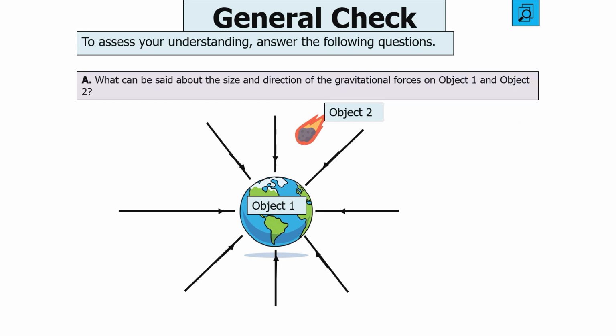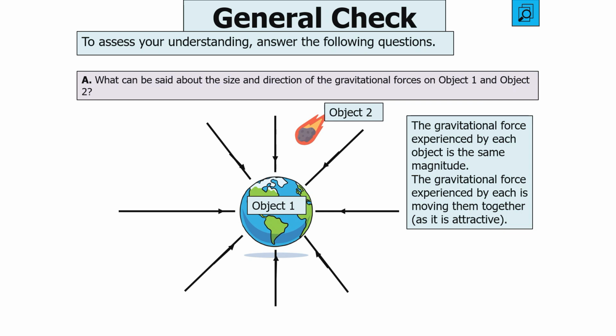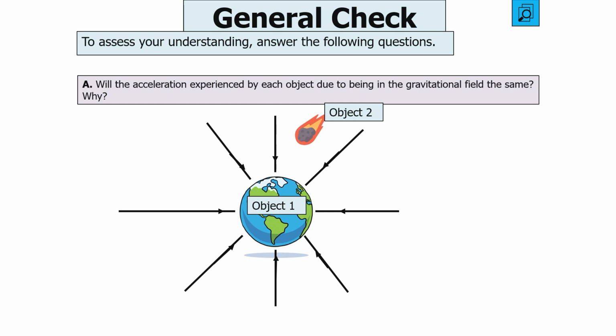What can be said about the size and the direction of the gravitational forces acting on object 1 and object 2? Well, the gravitational force experienced by each object is the same magnitude. The gravitational force experienced by each of them is moving them together. It's an attractive force. Will the acceleration experienced by each object due to being in the gravitational field be the same, and why?